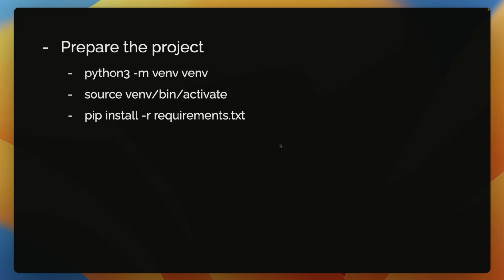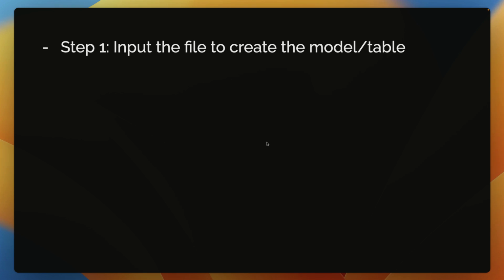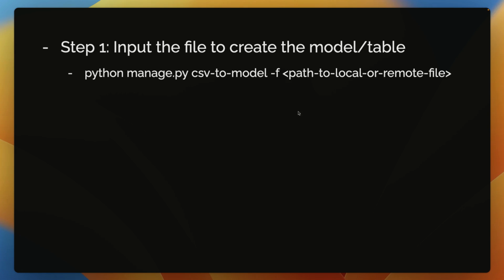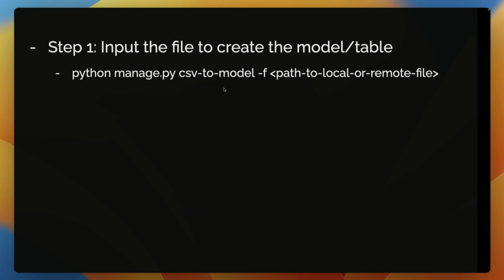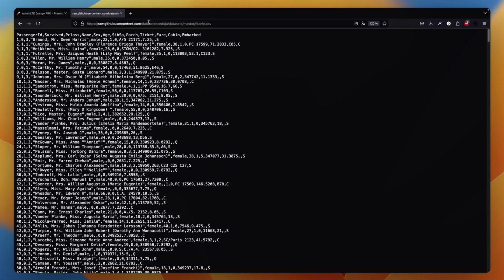How does the feature work? Well, it basically works in two steps. The first step is to input the files to create the model or the table. So first things first, you will need to grab a path or a link to the file. For this tutorial, I have a file here. I will leave a link in the description so you can have access to this file.